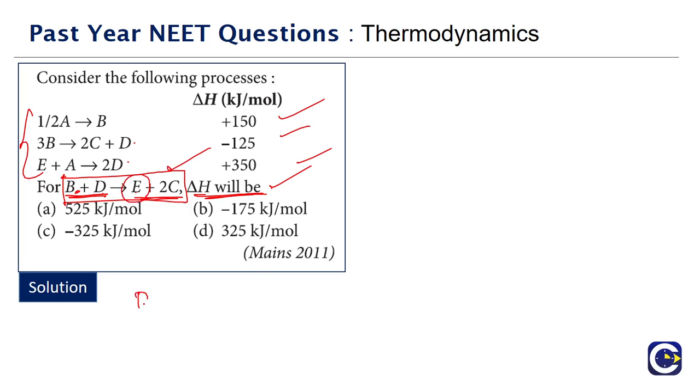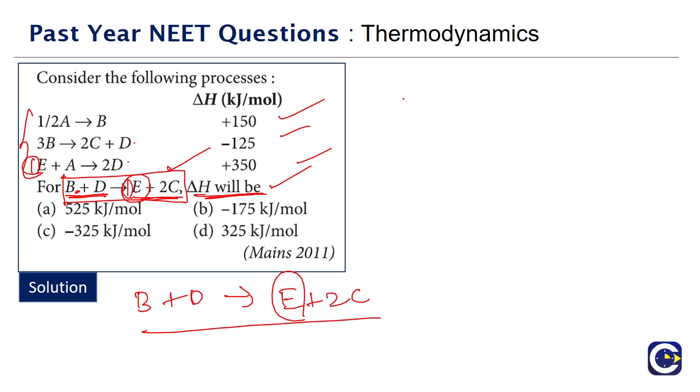So the overall equation is B plus D giving rise to E plus 2C. In the overall equation, E is coming on the product side. But in equation 3, where is E? E is on the reactant side, 1 mole only. In equation 3, E is coming on the reactant side, but in our overall equation E is coming on the product side. So what should we do? In equation 3 we are going to make a modification.